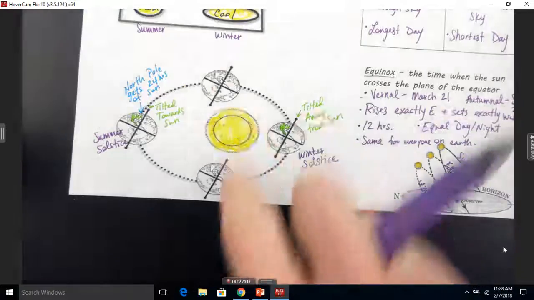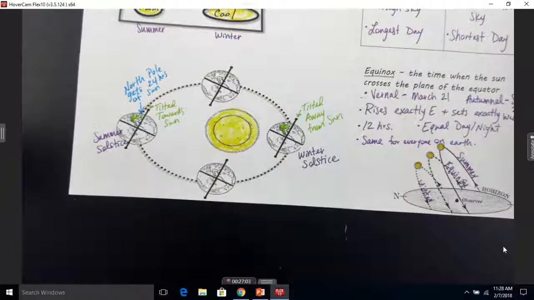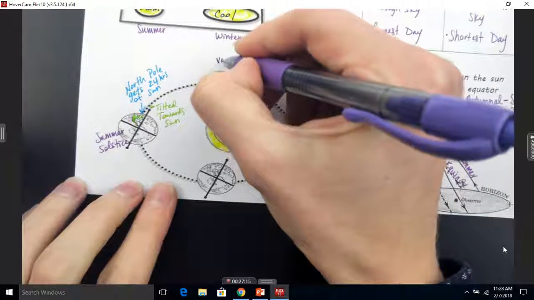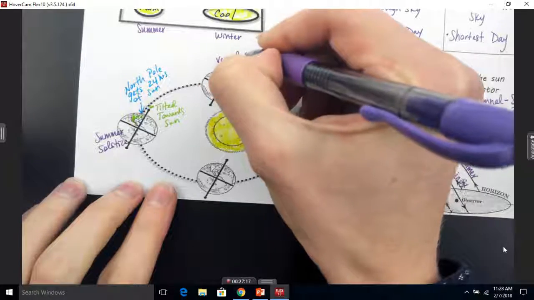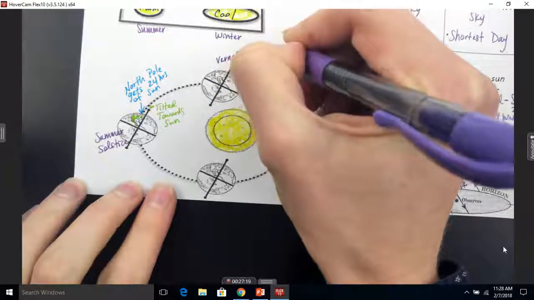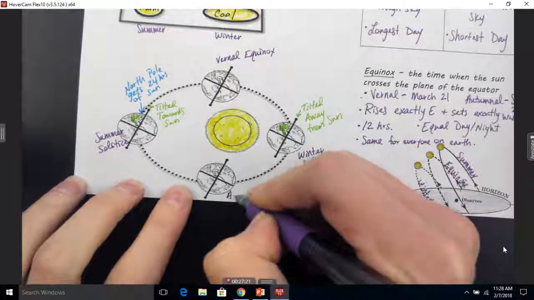Okay, so we got these two. Is that like the equinoxes? Spring's on the top, fall's on the bottom. She's right. Vernal equinox. Autumnal.